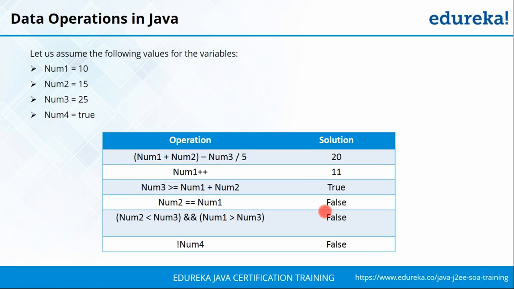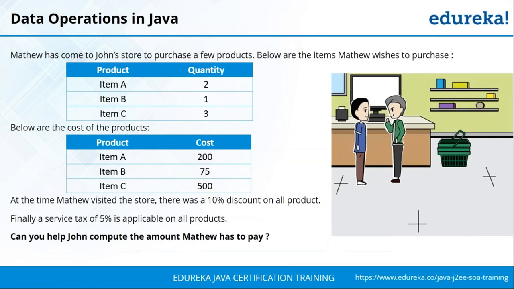So we had discussed this earlier. Until and unless all my conditions are true, I will not get an output to be true in case I'm using an AND operator. Finally, I had initialized num4 to be true, and I'm negating that value, it is giving me an output of false. So I hope with this you're clear with respect to the operators. Okay. So moving forward, let's look at a use case where you'll be using these operators.